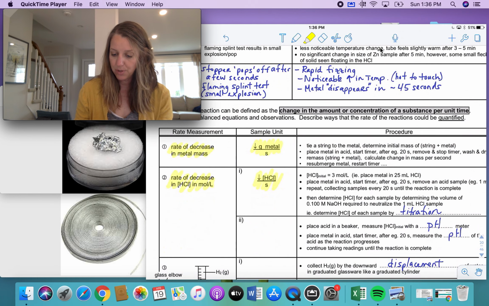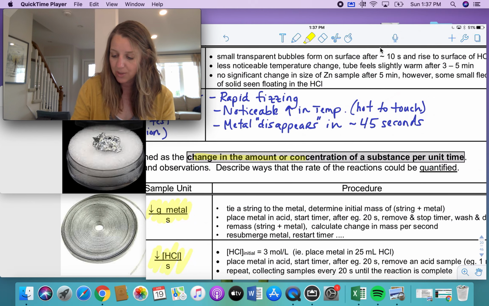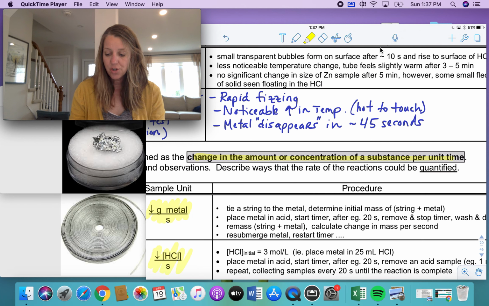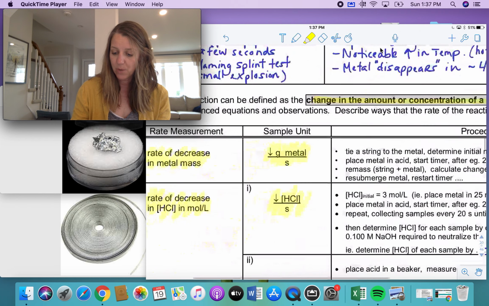All right, so you need to be able to measure the rate of a reaction, and it could be absolutely anything that you calculate in order to get the rate. Basically, you want the change in the amount or concentration of a substance given a unit time, per time. Okay, so this lesson is all just about calculating the rate of the reaction and all of the different ways that you could do it.